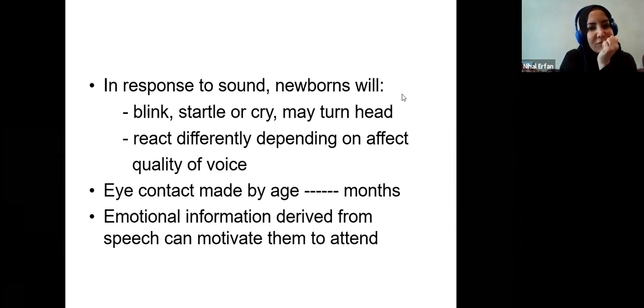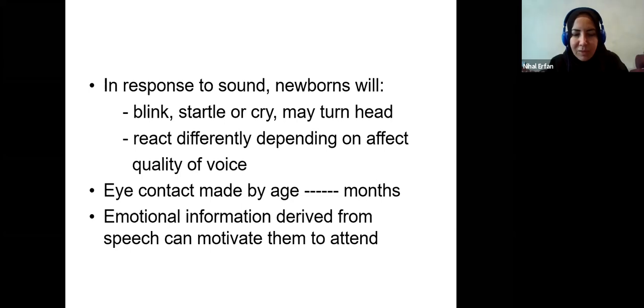Anybody knows when infants start to smile? So it's around 3 to 4 months as well. So 6 to 8 is a bit late, but it's a good guess. So around, again, 3 to 4 months, social smile, eye contact.